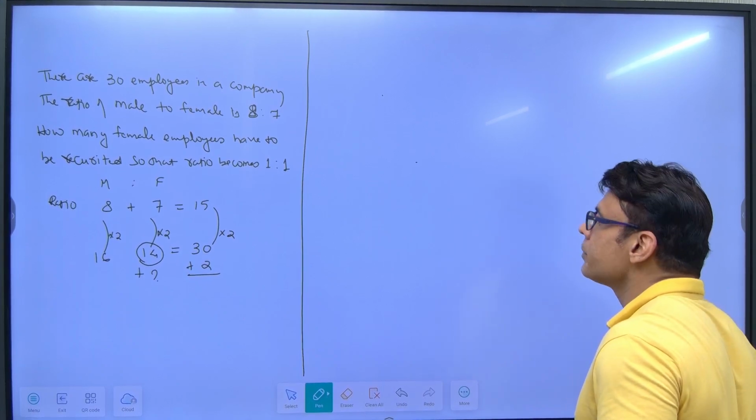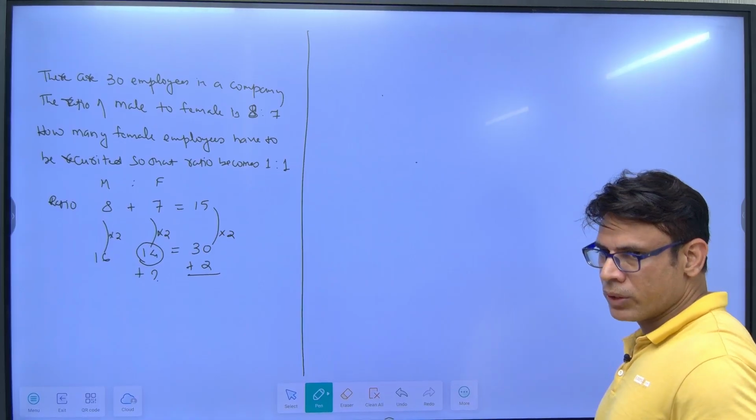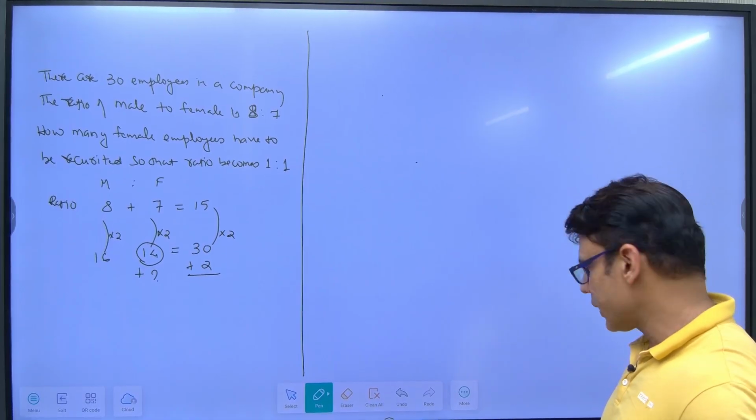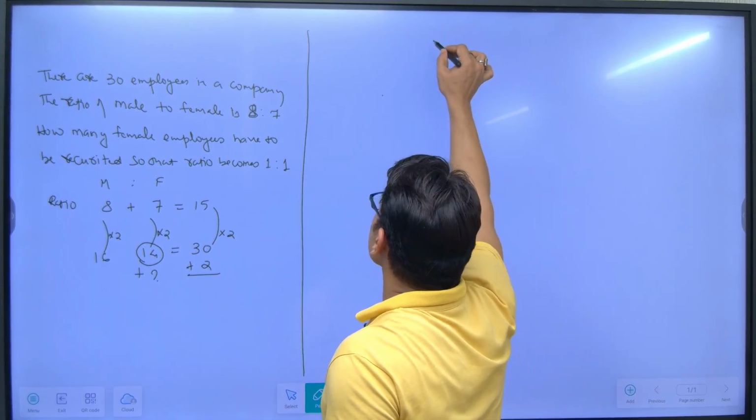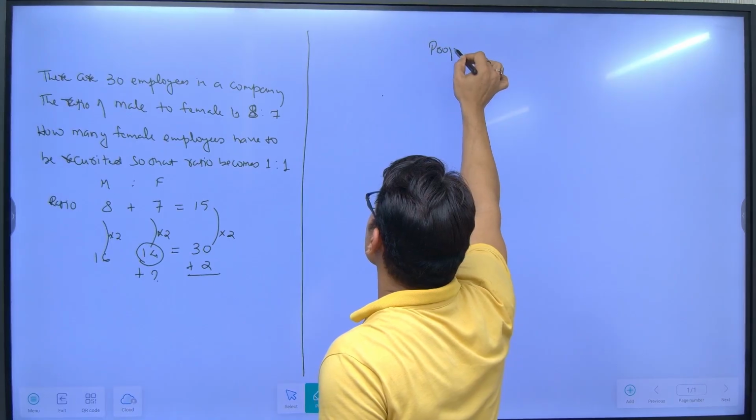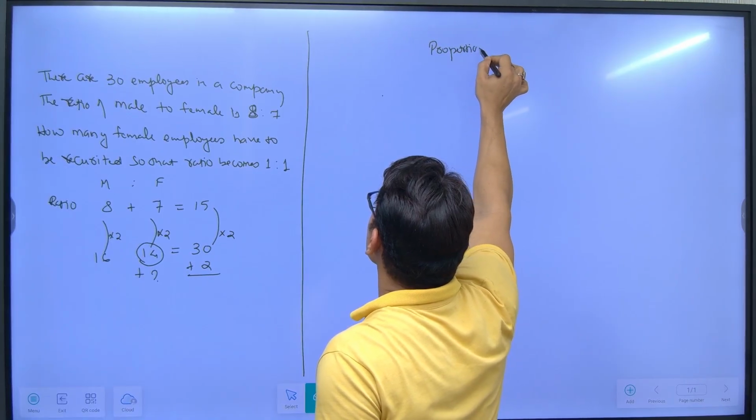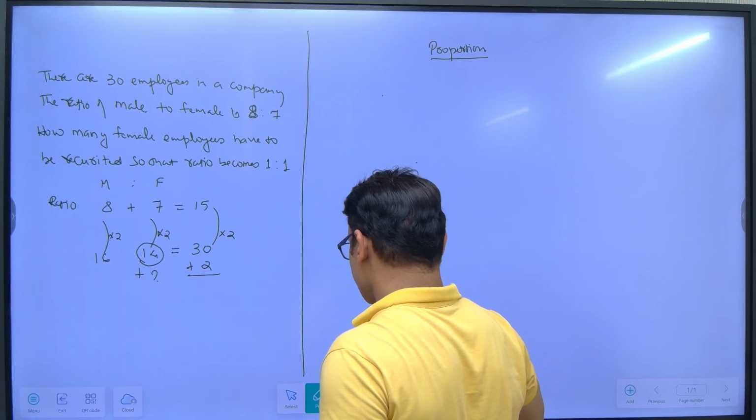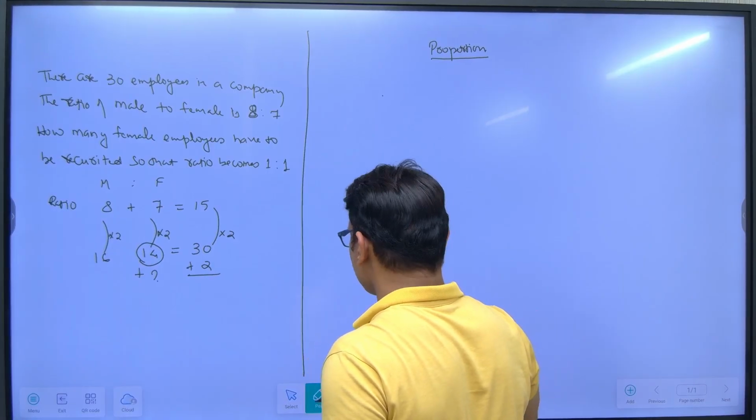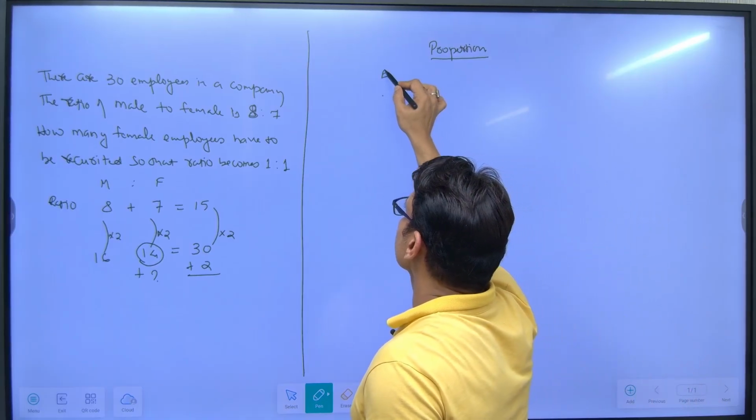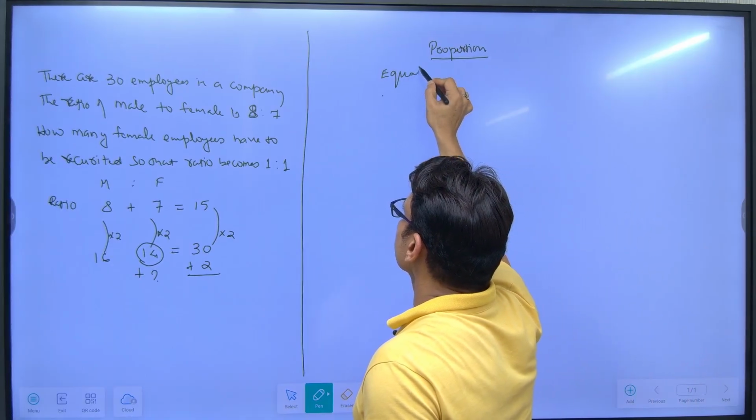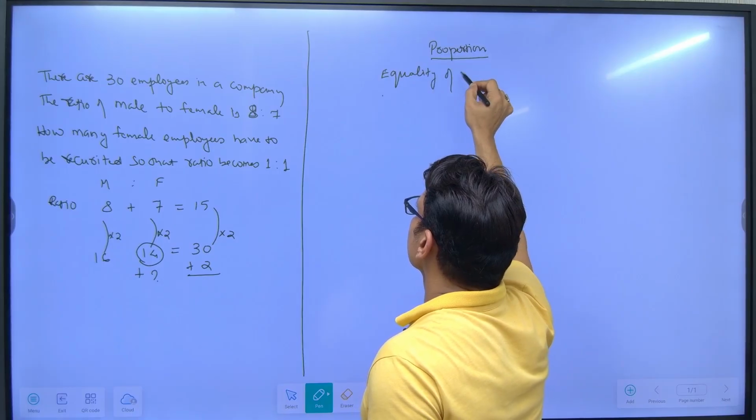Next is, we'll do more problems on this. I'll cut to getting the worksheet. Second topic in this is proportion. Right? Second topic which we have here is proportion. So what is proportion? The definition of proportion is nothing but equality of ratios.